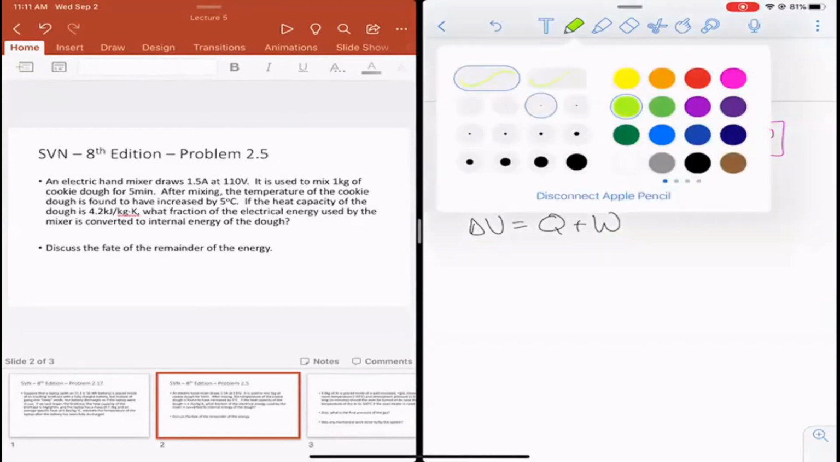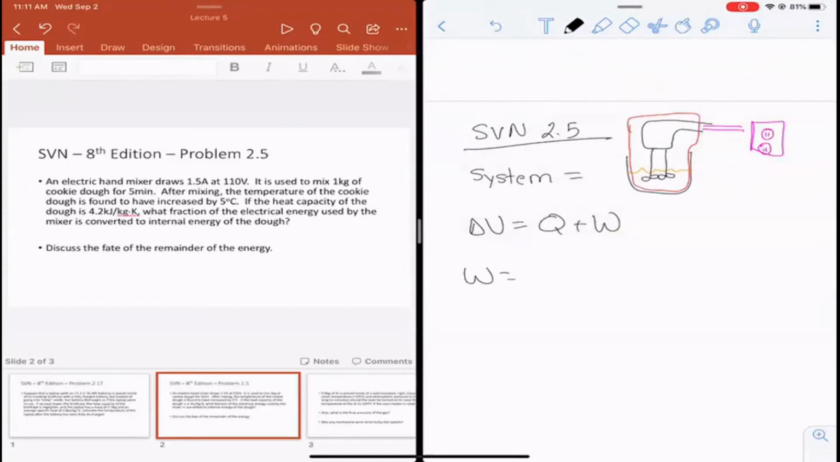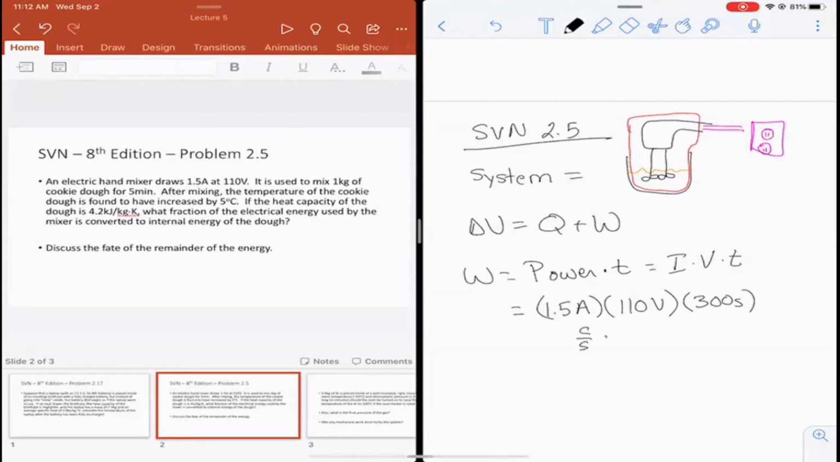So work, here I'm going to change the color. The work here is just power times time. We're going to apply some power. And here, because P for us is usually pressure, I'll write out power times time. In an electric circuit, power is current times voltage. So we know the current here is 1.5 amps, we're operating at 110 volts, and we're told that we're going to mix the cookie dough for 5 minutes, so that's 300 seconds. I converted that right away because an amp is coulombs per second, times volts, times seconds, and so the seconds will cancel. That gives us coulomb volts, which is joules. And so the work is equal to 49,500 joules.